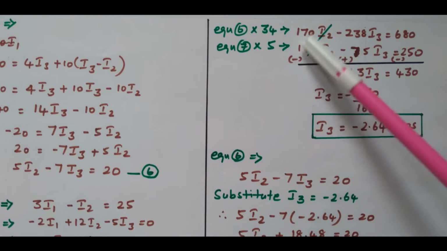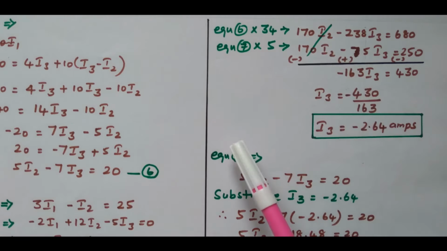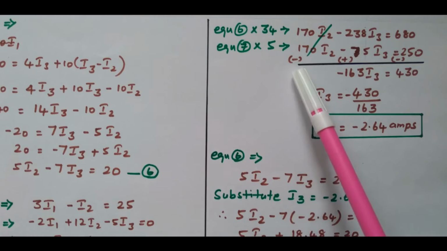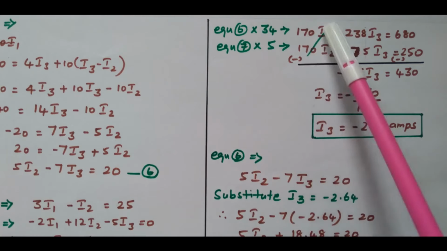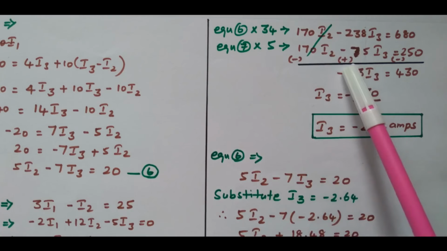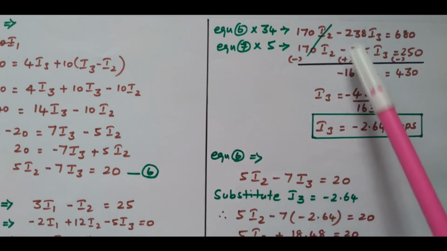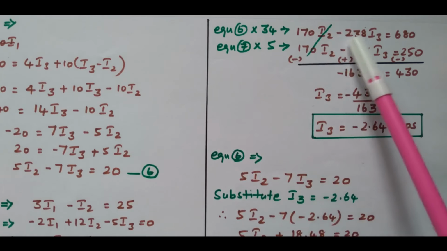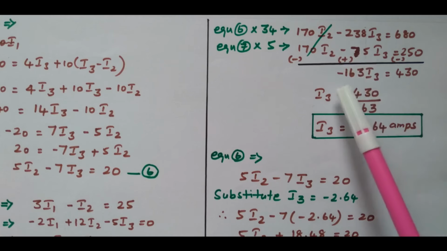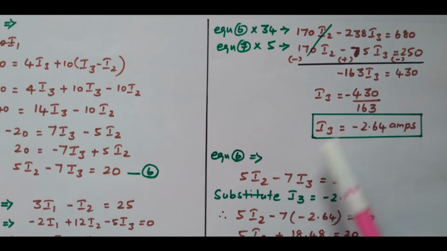So easily we cancel by adding; automatically it got cancelled. But here both are positive, so we need to subtract. So we'll subtract, what will happen? One is positive, one is negative, that means cancel. So here subtract, it becomes plus because we need to subtract. So minus 238 plus 75, that is nothing but minus 163 I3.